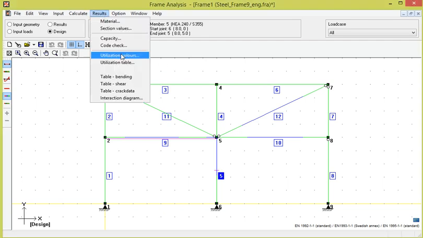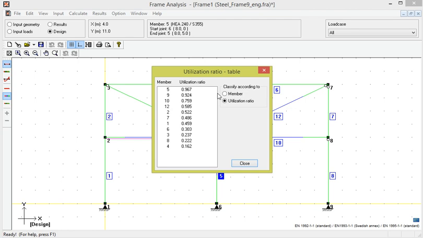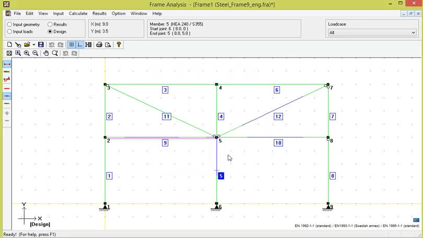The utilization table shows that member 5 has the highest utilization with approximately 97%, and of course it's up to the user to decide which margin is appropriate for each individual project. In summary, it's a question of trial and error until the capacity is sufficient for the entire frame, and of course, at the same time taking into account the practical aspects of the execution.